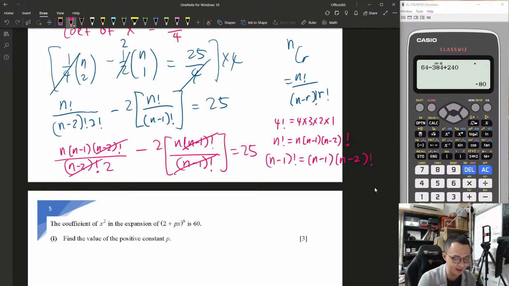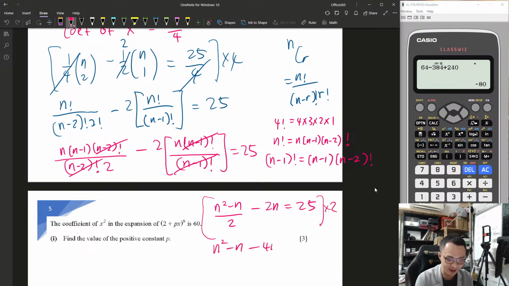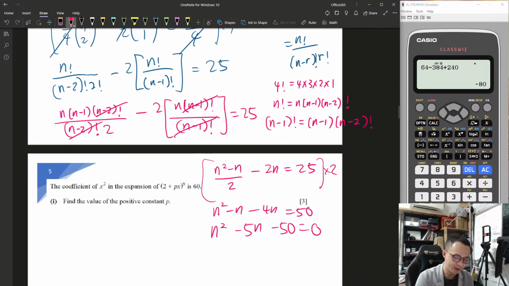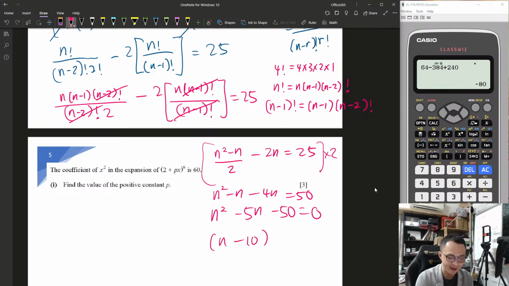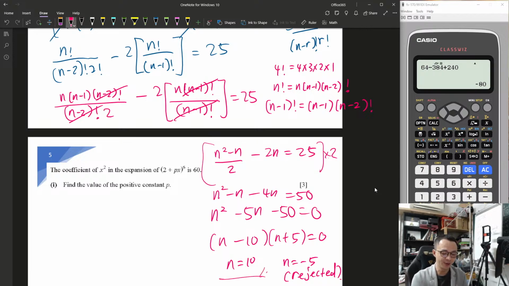Okay, I still have a 2 here. Never mind. So here I have (n squared minus n) over 2 minus 2n equals 25. Now this equation is solvable, isn't it? You multiply 2 on the whole equation. This is n squared minus n minus 4n equals 50. This is n squared minus 5n minus 50 equals 0. Then this one will be (n minus 10)(n plus 5) equals 0. Then n equals 10 or n equals negative 5. But negative 5 will definitely be rejected. Then we only get n equals 10.